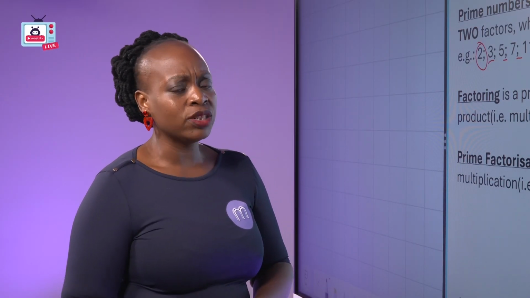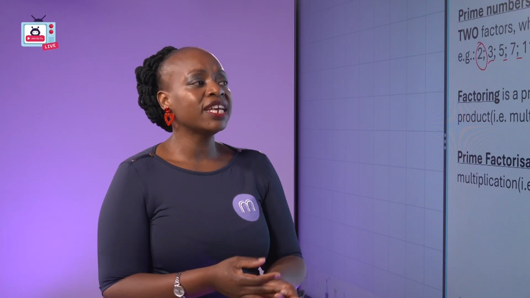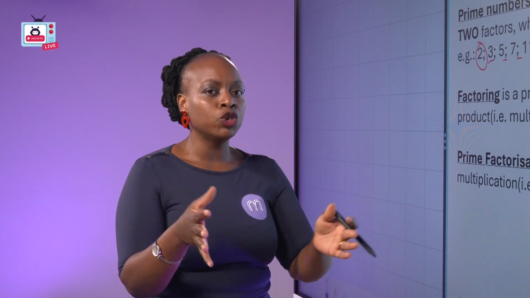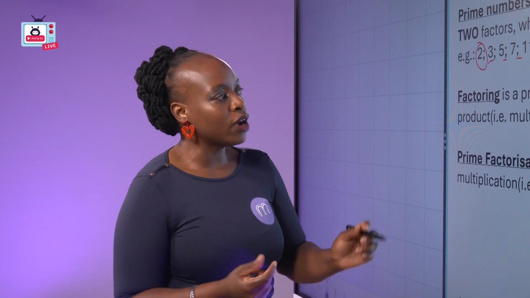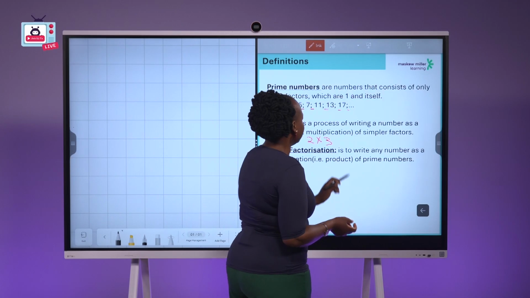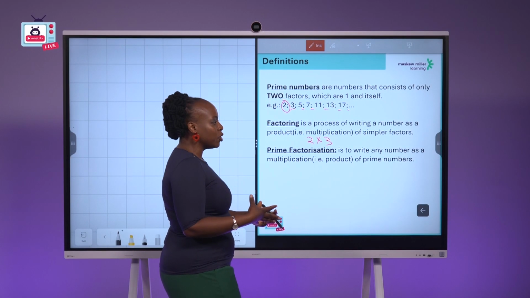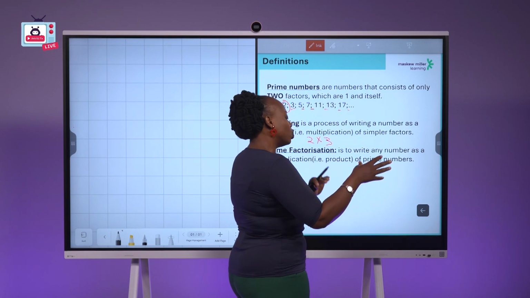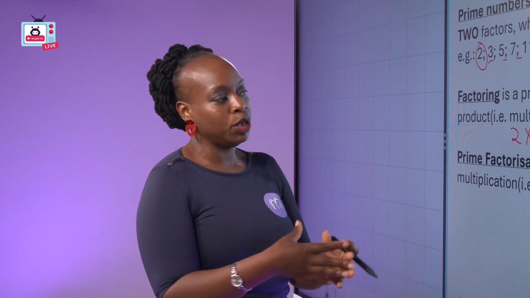What is to factorize, or what is factoring? Factoring is a process of writing a number as a product, which is multiplication. So if you write, for example, 2 multiplied by 3, that is what we talk about as factoring, and then the factors will be 2 and 3. Those are the numbers that we'll use. They are our prime numbers, and they also can be used as factors of something else.